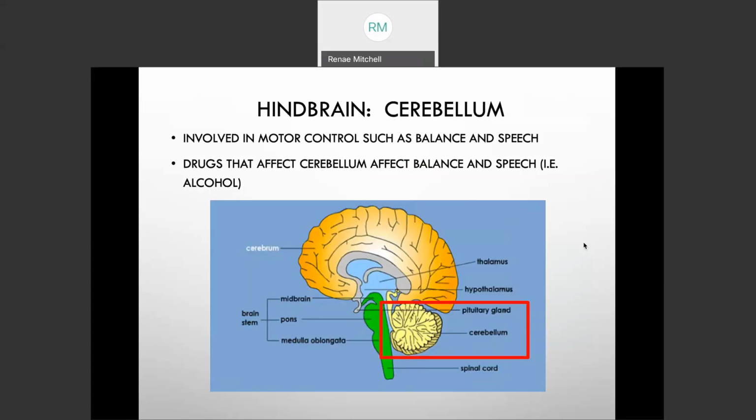And alcohol, again, is a type of drug that we'll talk about in more detail. It has a whole lesson dedicated to it. But that substance affects the cerebellum.